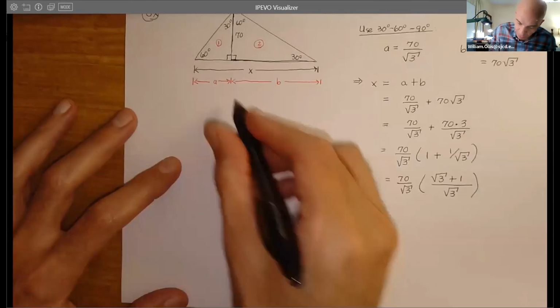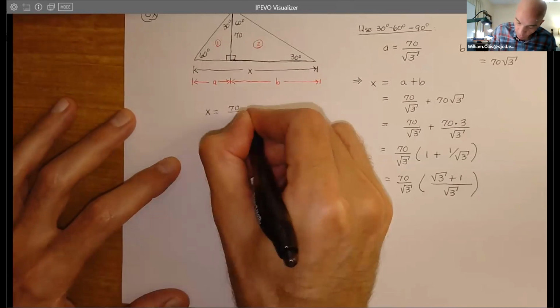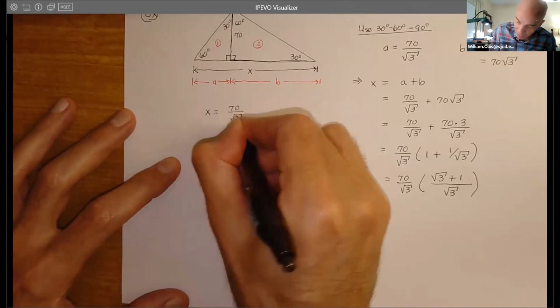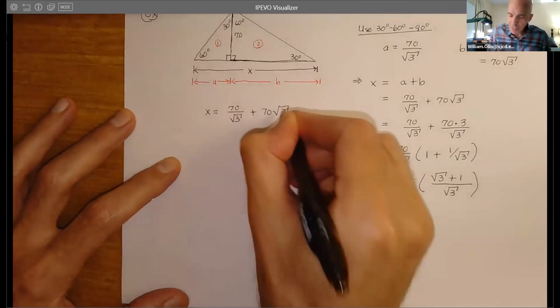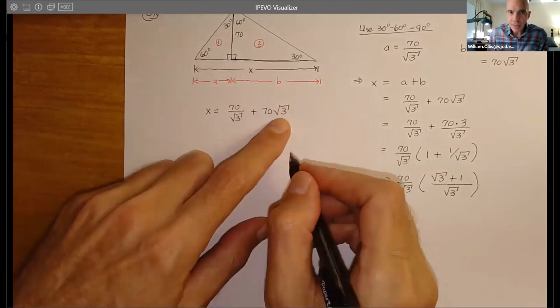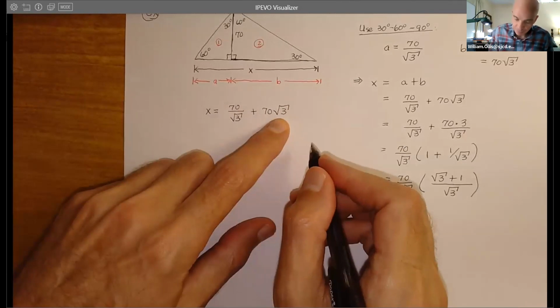Let's try it another way, just as some practice. So we have 70 over root 3, just to make it look a little bit neater. So now this time, I'm just going to take out the 70 times the root 3. Just take that out.